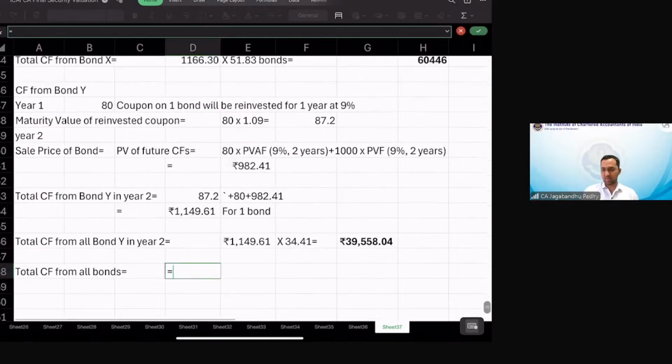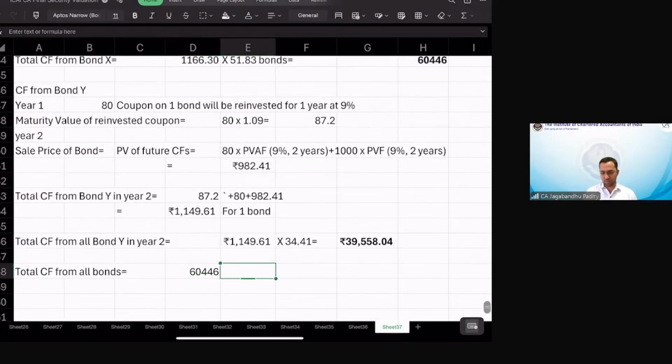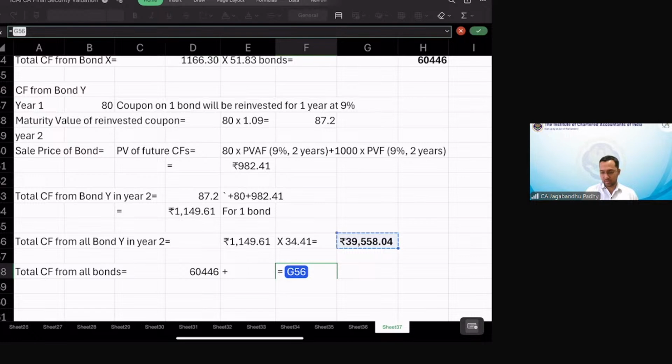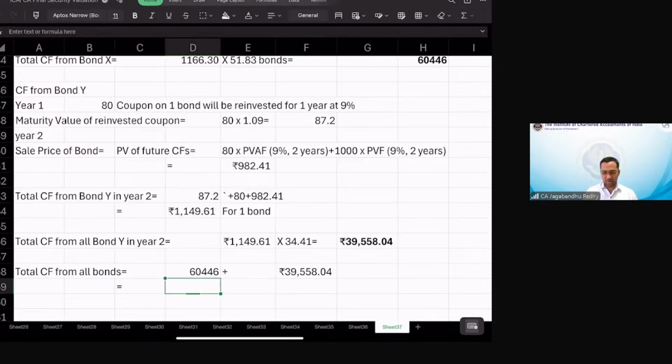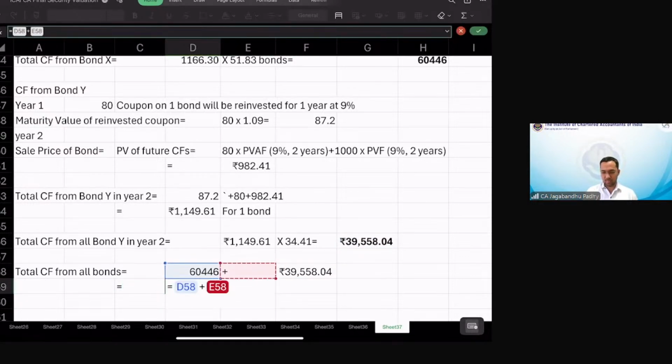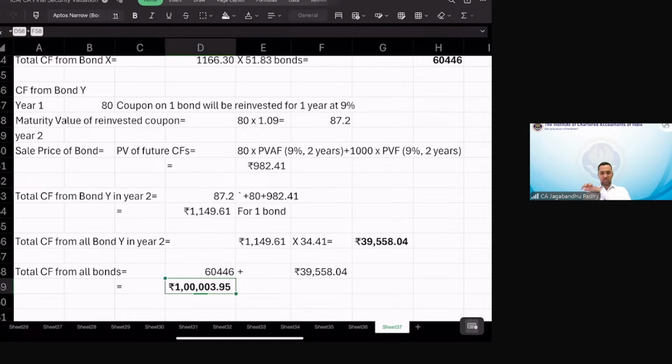So what will be the final total cash flow from all bonds? Initially you were getting 60,446, add to it 39,558. What is the final maturity value? You can see it is going to be 1 lakh. Just a rounding up error. Karthik is saying they are not going to include the reinvestment benefit of another coupon.